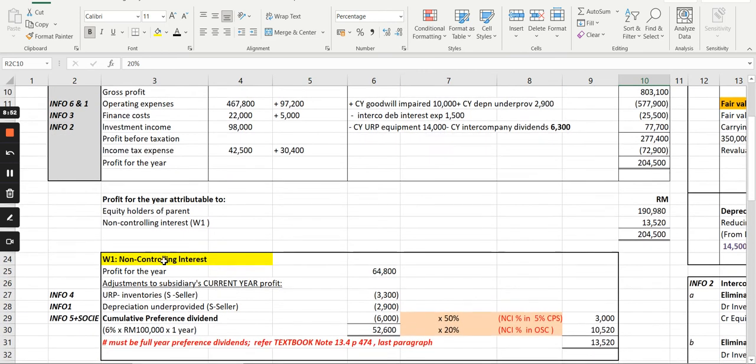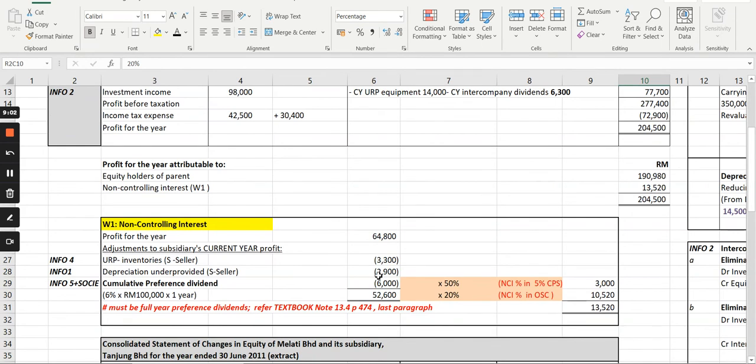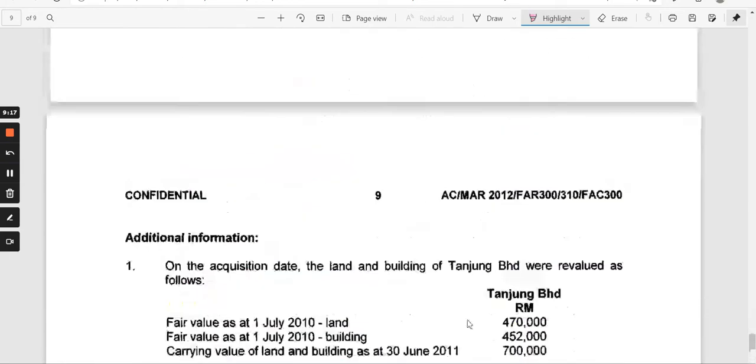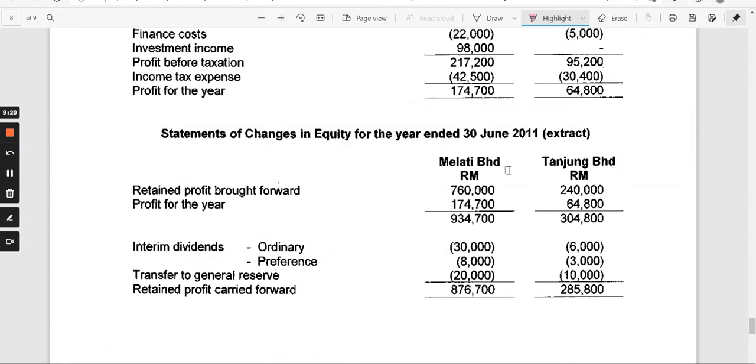So non-controlling interest is the shareholders in the subsidiary company that are not held by the parent. The minority shareholders hold a small percentage of shares, and the total of them is called the non-controlling shareholders. The interest held by them is the non-controlling interest. So we have the profit for the year 64,500. This is taken directly from the question.